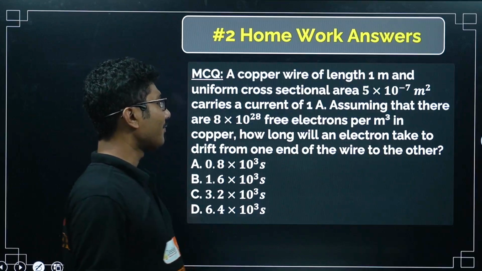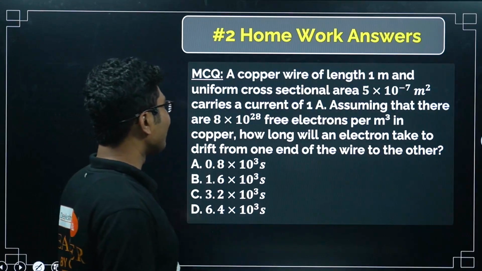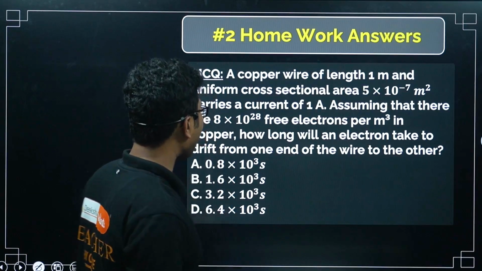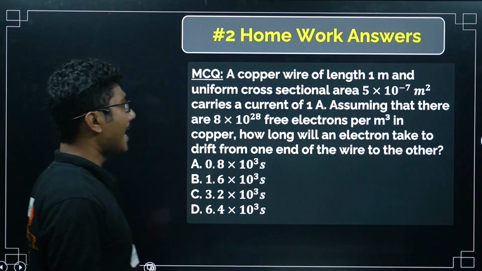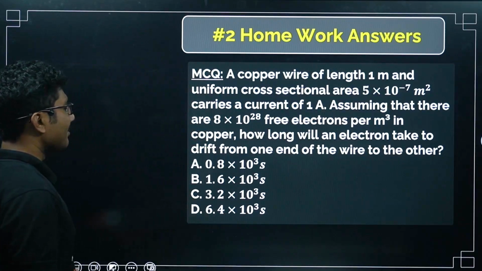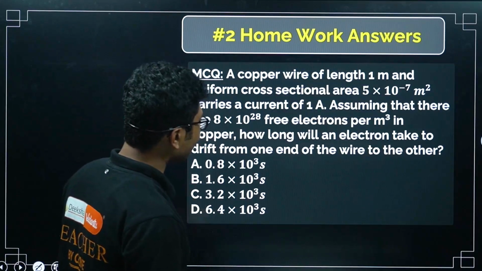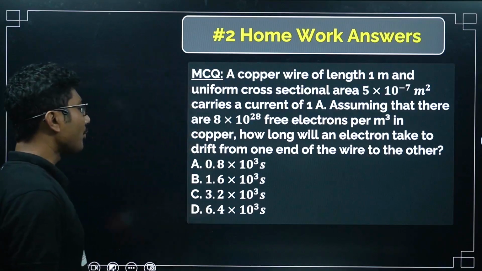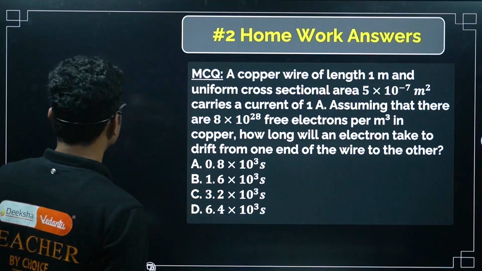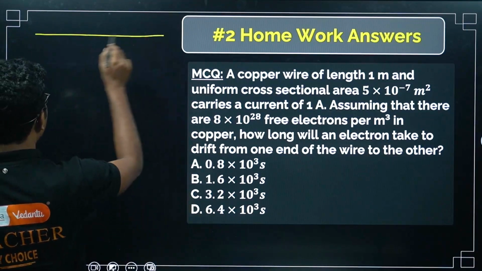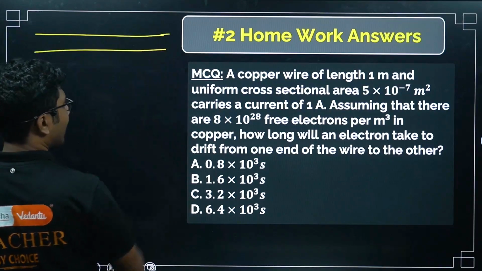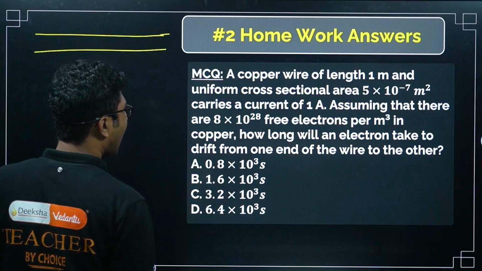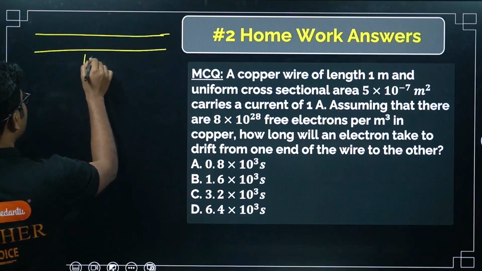A copper wire of length 1 meter and uniform cross sectional area 5 times 10 to the power minus 7 meter square carries a current of 1 ampere. Assuming that there are 8 times 10 to the power of 28 free electrons per meter cube in the copper, how long will an electron take to drift from one end of the wire to the other? So, what is the problem? There is a copper wire. Suppose this is a copper wire. The length of the copper wire is given, 1 meter.